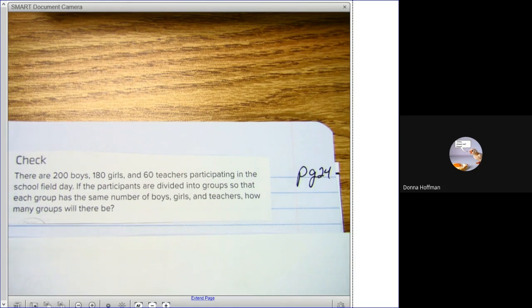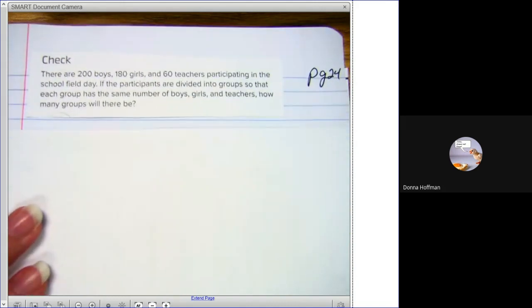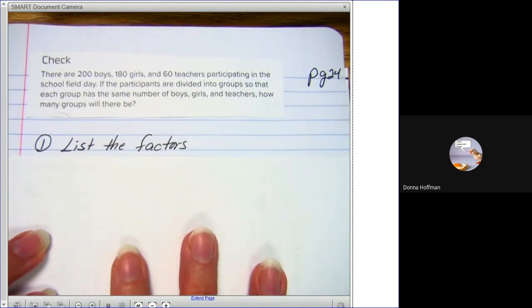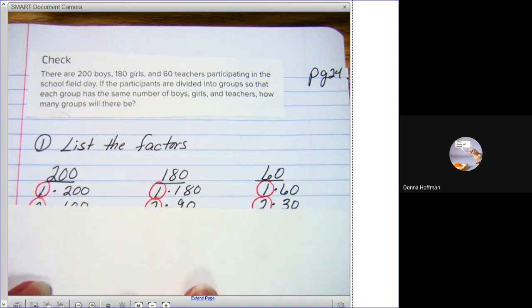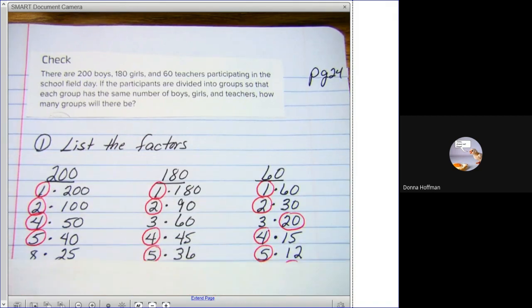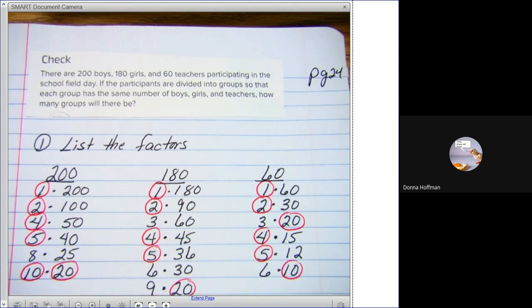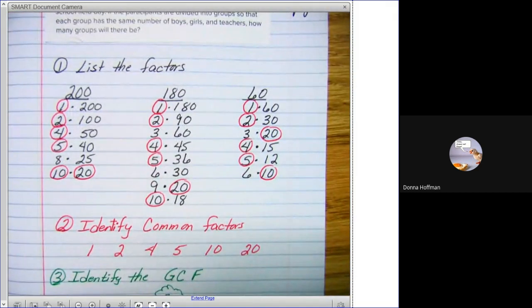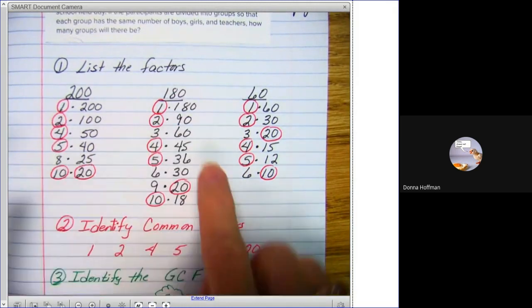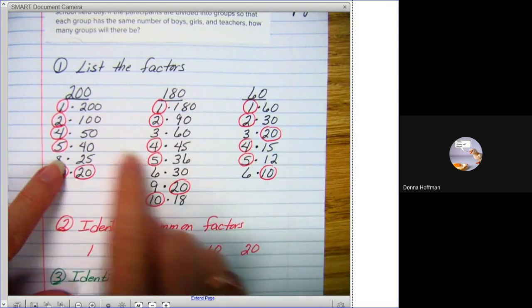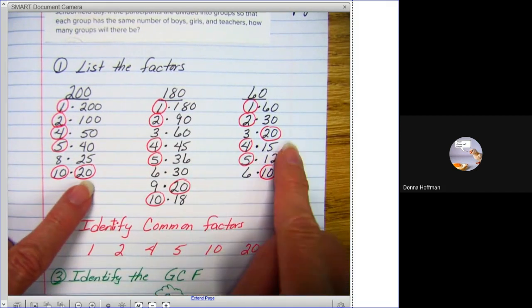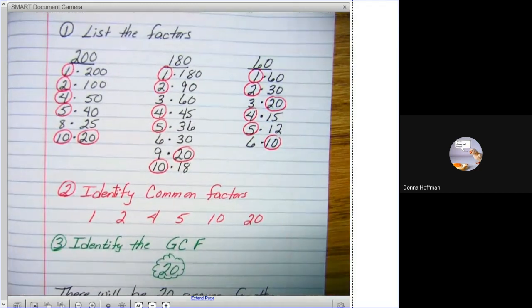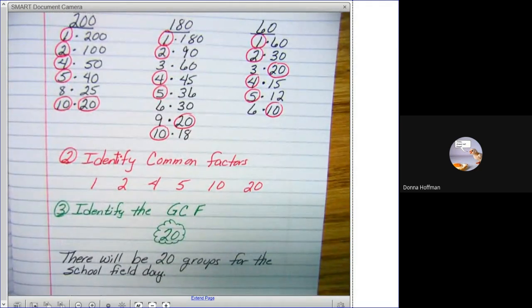Okay, so you might have it all finished now. And step 1, you listed all the factors. I'm hoping that you got all of the factors listed. And I didn't list them from left to right this time. I left them in this format and identified the ones that they shared. They all shared a 2, they all shared a 4, a 5, a 10, a 20. And then I identified the common factors by circling them in red.